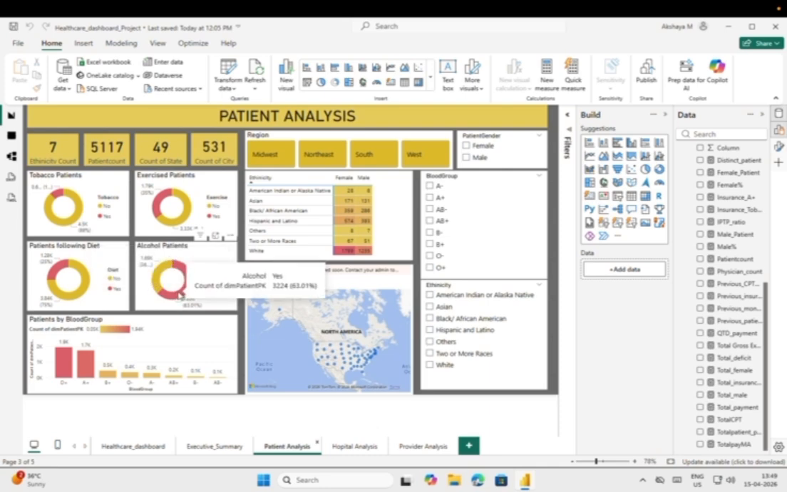The same goes with alcohol. Alcoholic patients are around 37%, and the remaining 63% are non-alcoholic.